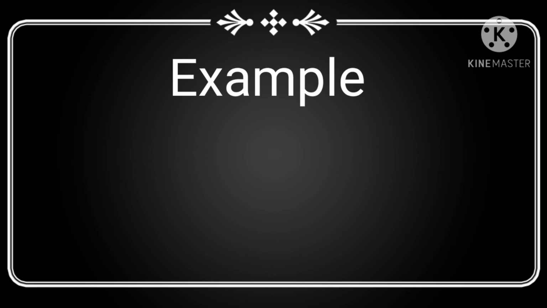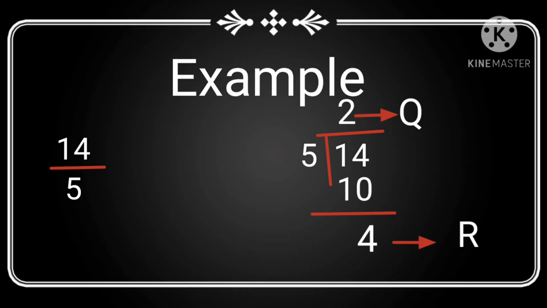Example, let us consider the fraction 14 by 5. 14 by 5 is an improper fraction. So first what we have to do? We have to divide the numerator by the denominator. That is 14 divided by 5. So after division we can see that you get the remainder as 4 and quotient as 2. So we can write the mixed fraction as 2 4 by 5.